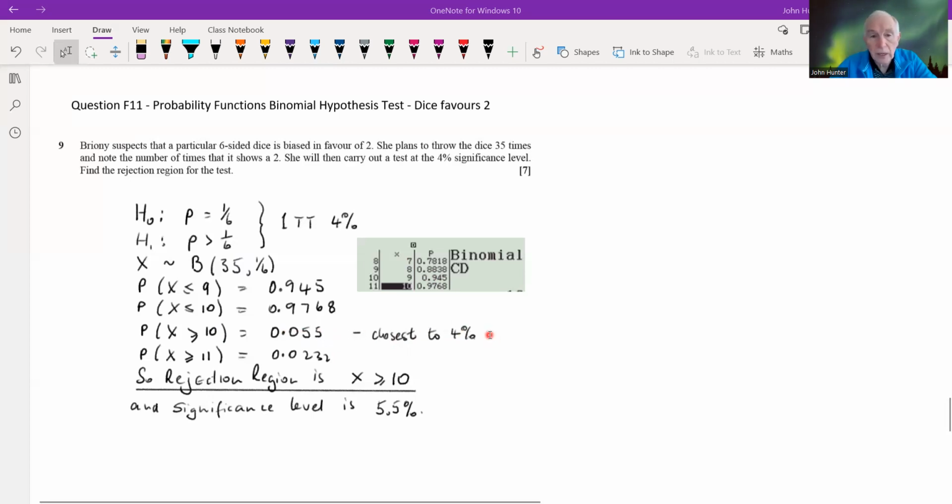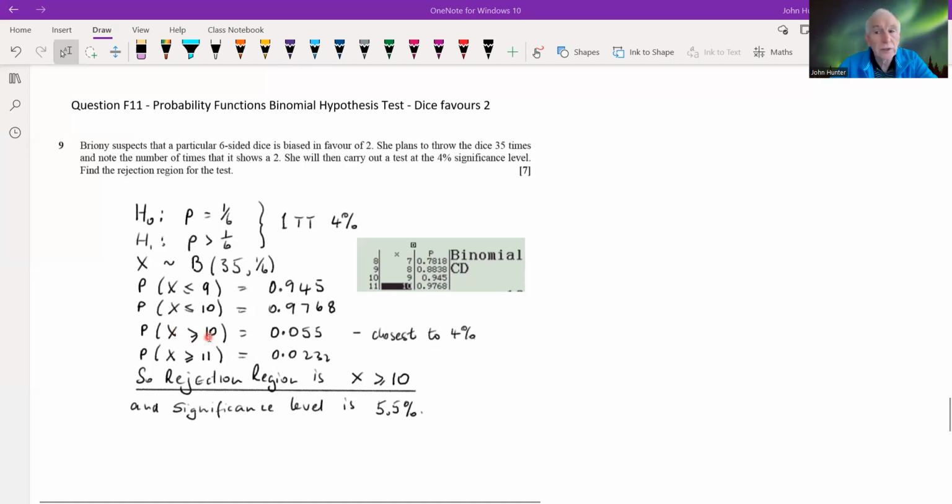It's actually going to give us an actual significance level of 5.5%. As with these binomial hypothesis tests, the significance level that you are first given or first decide on is only for guidance. It's really determined by the distribution. So our rejection region is going to be the region of 10 or more.